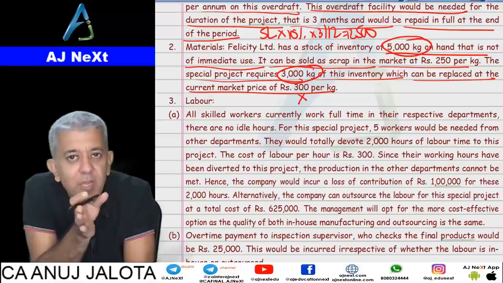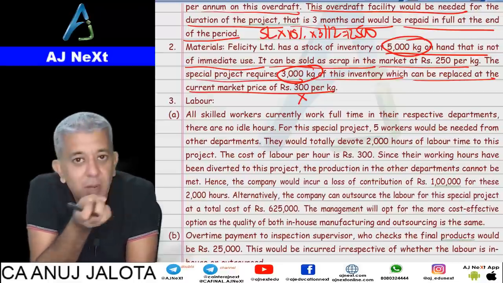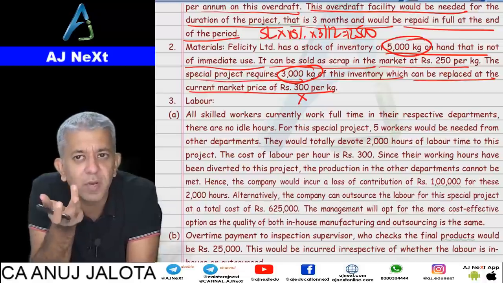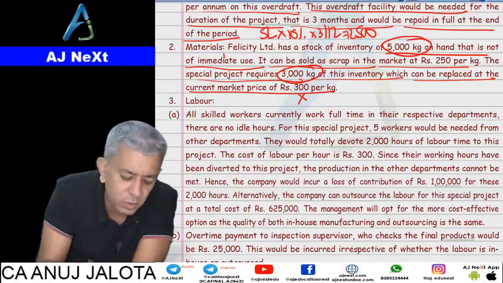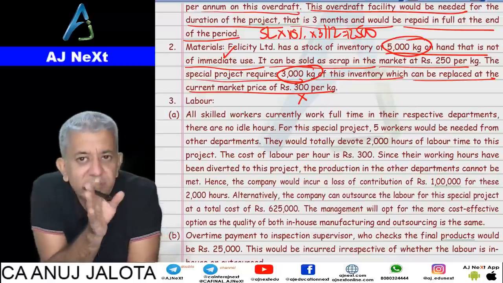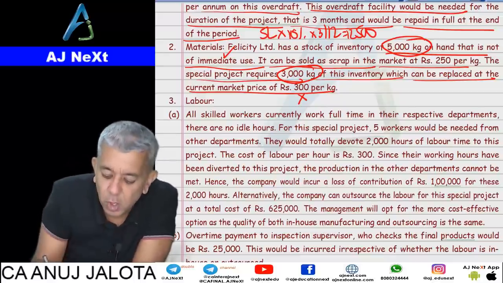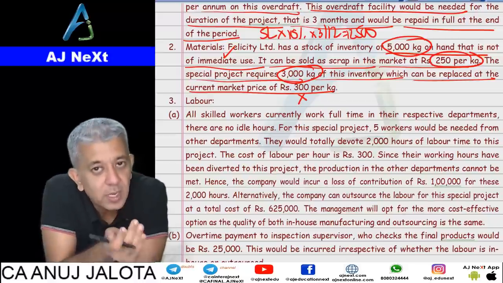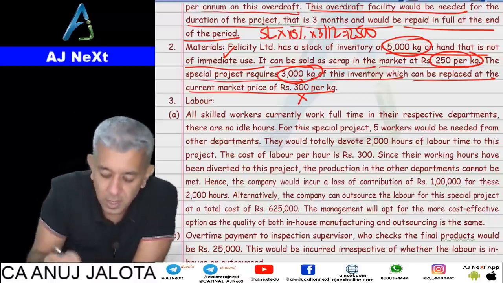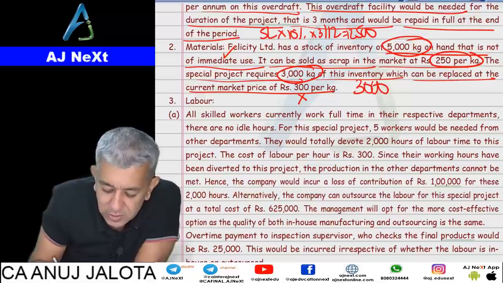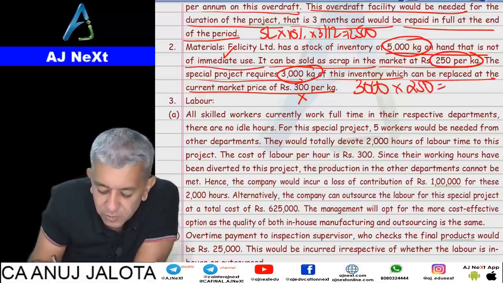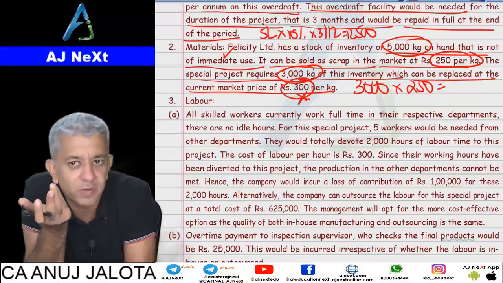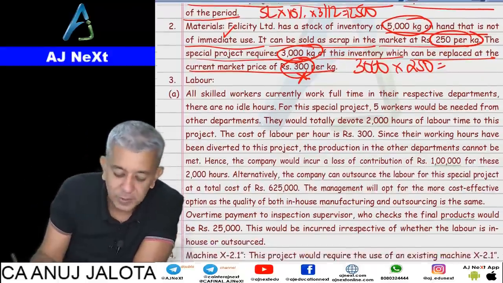It can be purchased from the market at 300, but I think 300 will not be of any use. You tell me, if this particular project would not have come, what would we have done with this material? We would have scrapped it, because it is not of immediate use. If we would have scrapped it, we would have got 250. Now don't scrap, use it, and therefore lose 250. So therefore, my relevant cost in this case will be 3000 kgs into 250. Obviously, there is no question of purchasing, so we'll not talk of that. That's it.